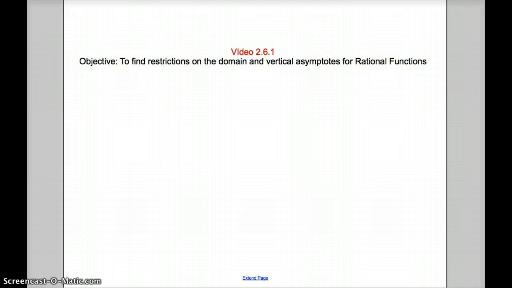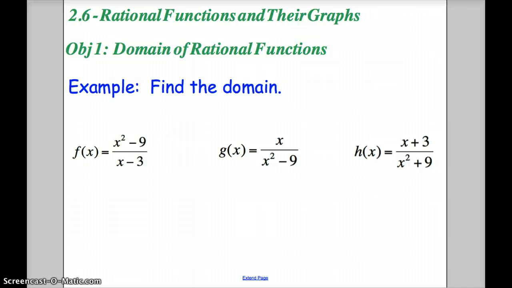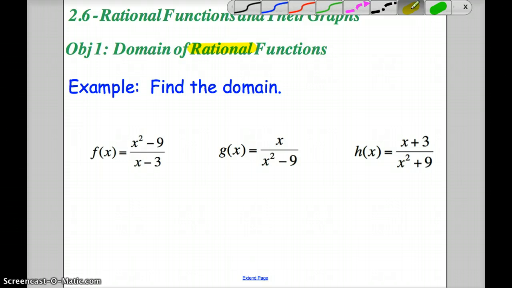Rational functions. A rational function stems from the word rational, of course. It's a function that is a ratio of two polynomials. So notice the three functions that we have here. The top is a polynomial and the bottom is a polynomial. So we're working with a ratio between two polynomials for all three of these. That's the definition of a rational function that we're going to be working with.